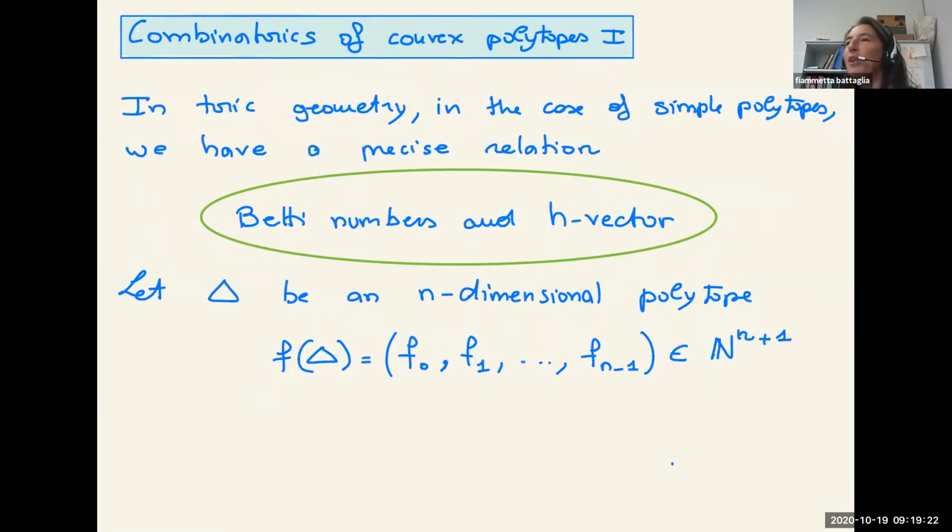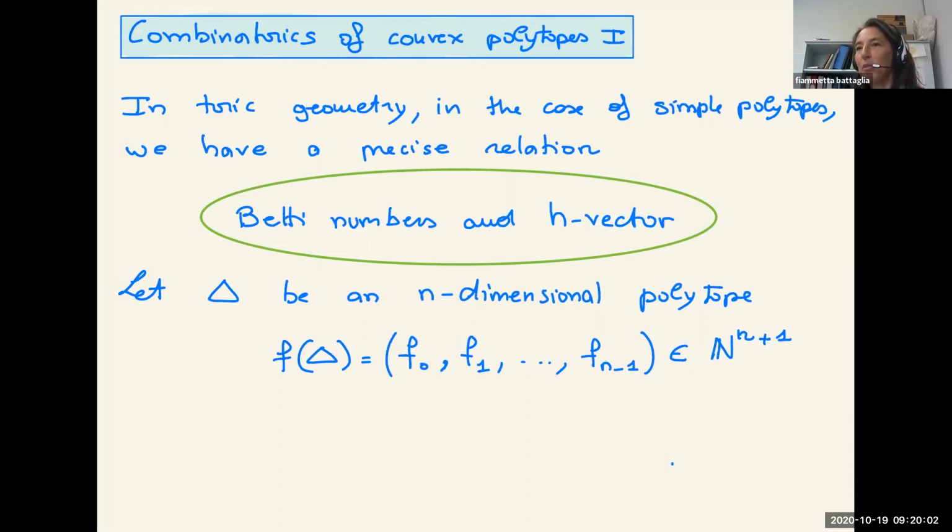So we look at what happens in the rational setting, and we want to see if the phenomena that we have in the rational setting also hold in the non-rational case. So we know that in toric geometry we have a very precise relation between the Betti numbers of the toric manifold, because we are considering here simple polytopes, and the H vector of the polytope.